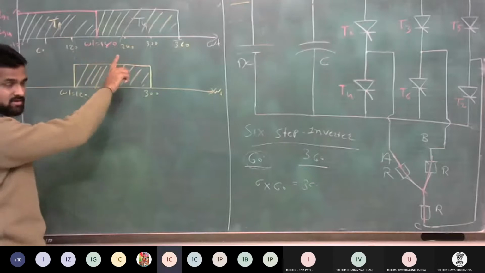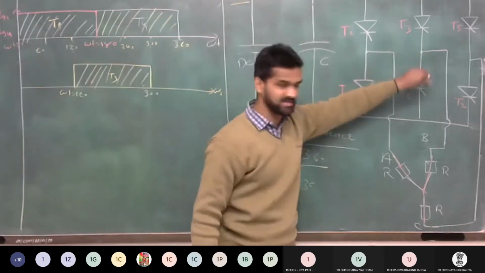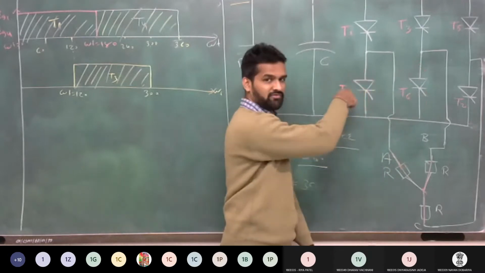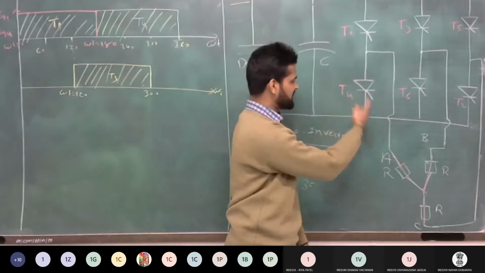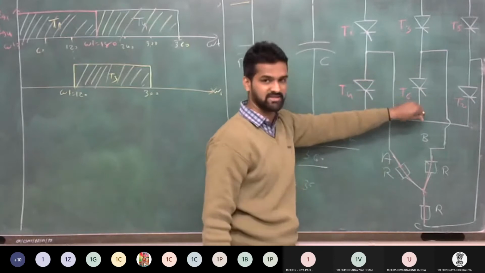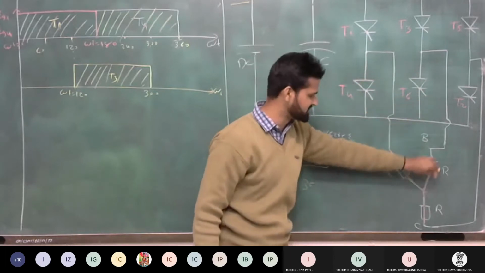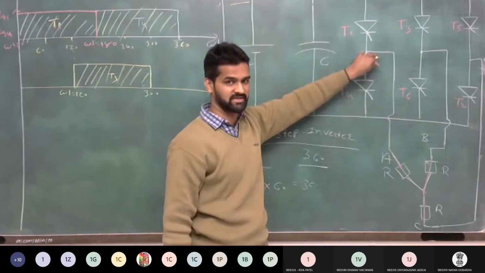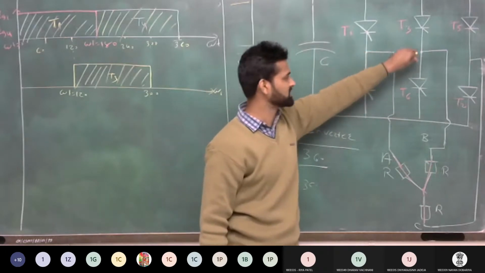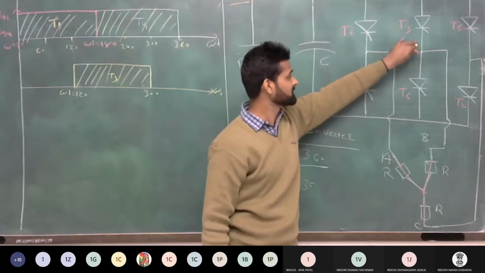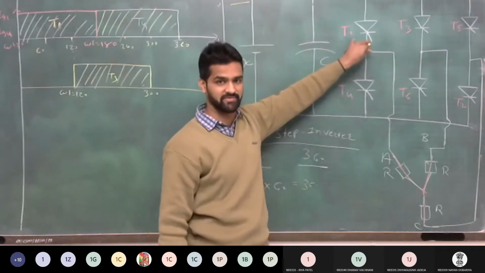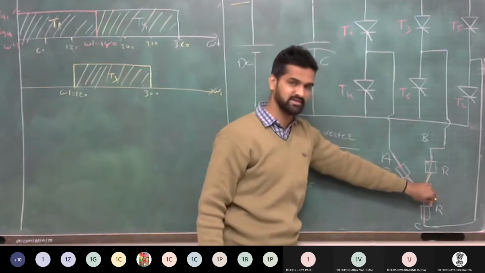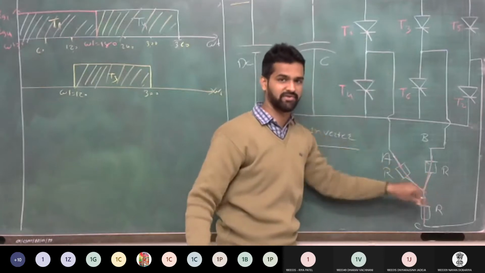Now, for the second phase, means B phase, that must be 120 degree apart from phase A. Clear? So we generate the gate pulse for T3 and T6 in such a way that the output voltage generated in the phase B is 120 degree apart from this phase A. So for that we provide the gate pulse to thyristor T3 120 degree after the conduction of T1. Then you can generate the voltage at phase B 120 degree apart from phase A.